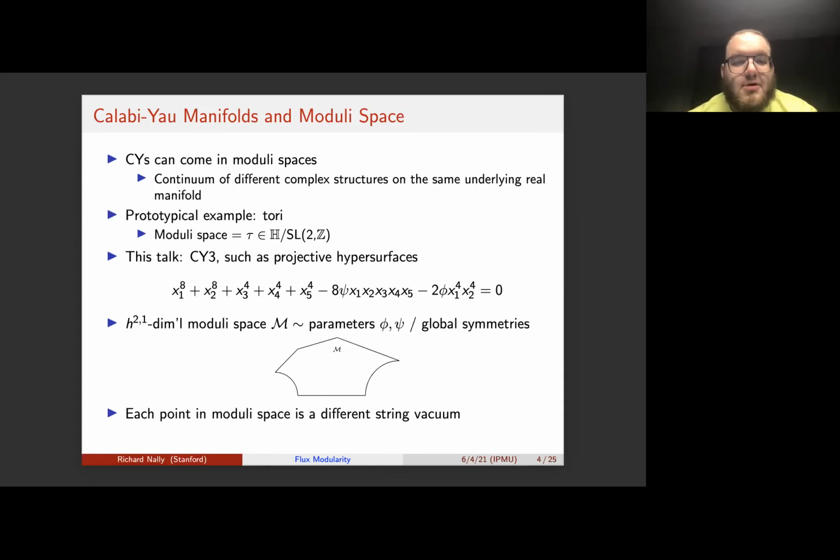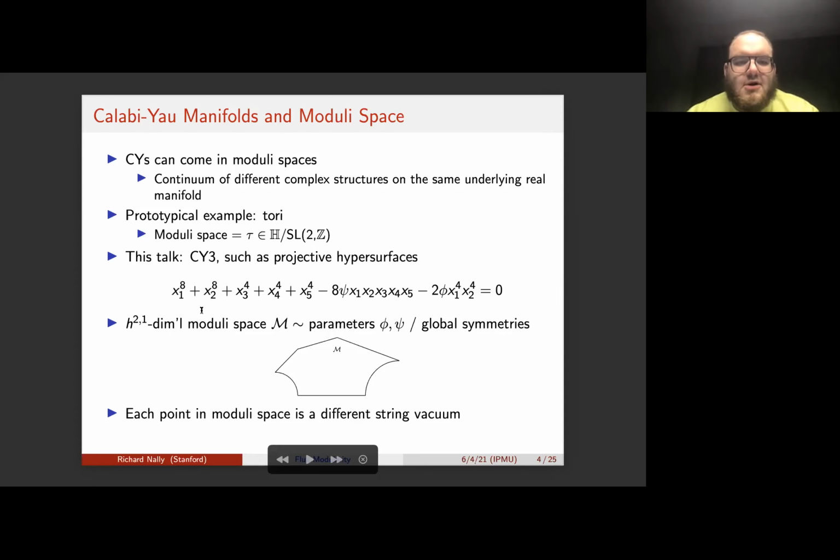It's quite important for us that Calabi-Yaus can come in moduli spaces, which are a continuum of different complex structures on the same underlying real manifold. The prototypical example of this is a torus. The complex structure of a torus is specified by its modular parameter, tau, which lives in H mod SL2Z, so the usual keyhole region.